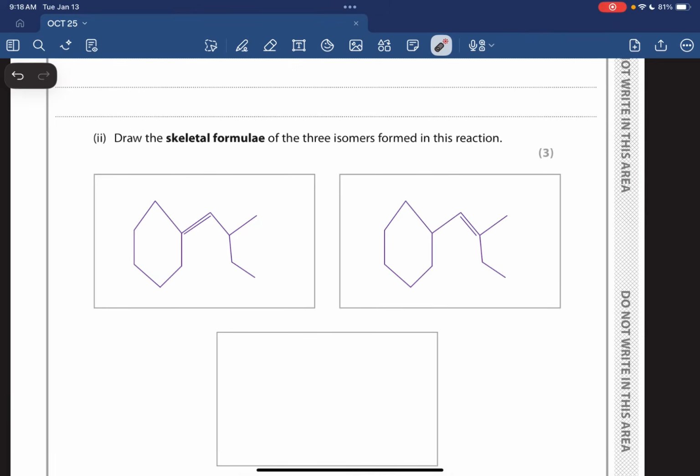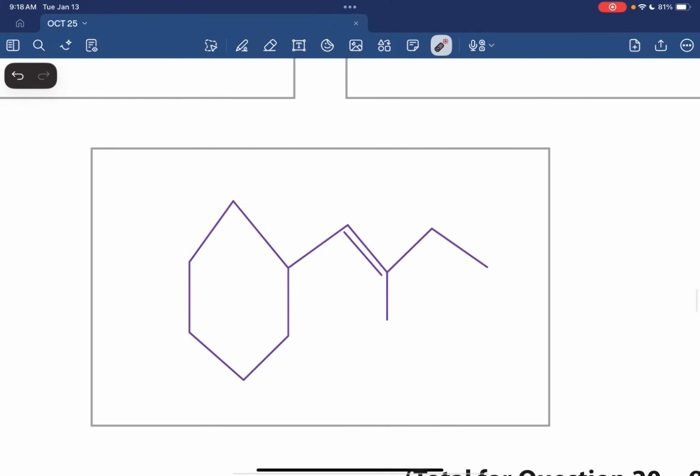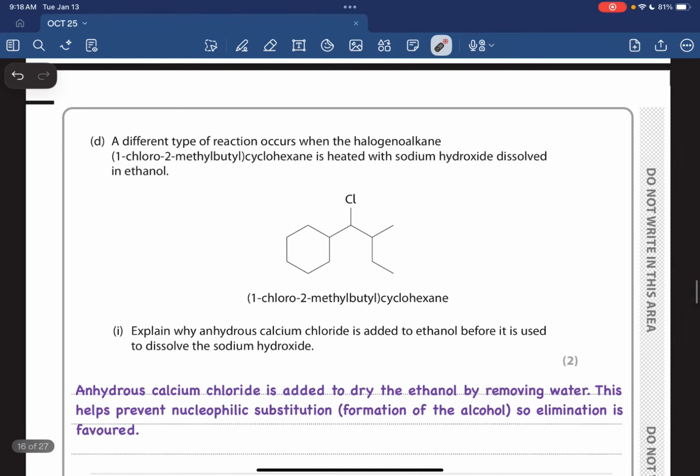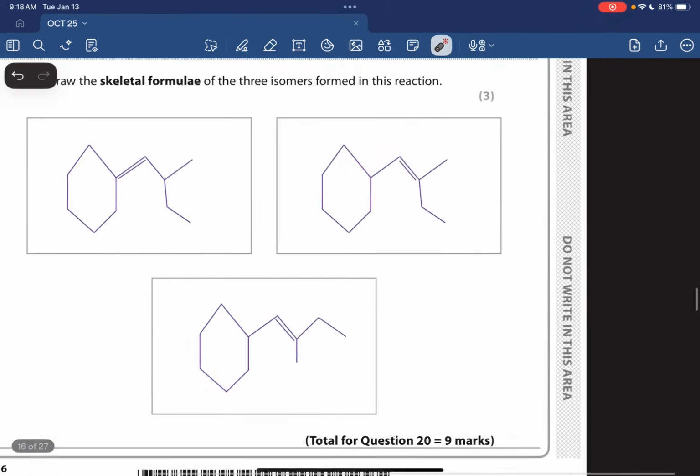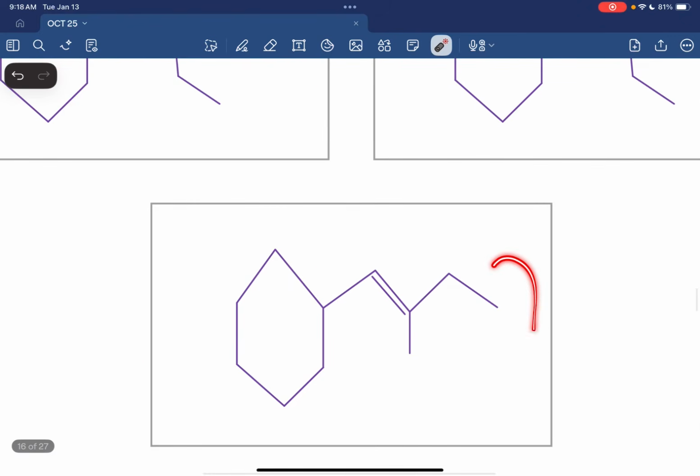Now the third isomer is quite different. It should look something like this. Though similar, the pattern changes. It was like this, and now what I did was a methyl group and then this. This should be the third isomer.